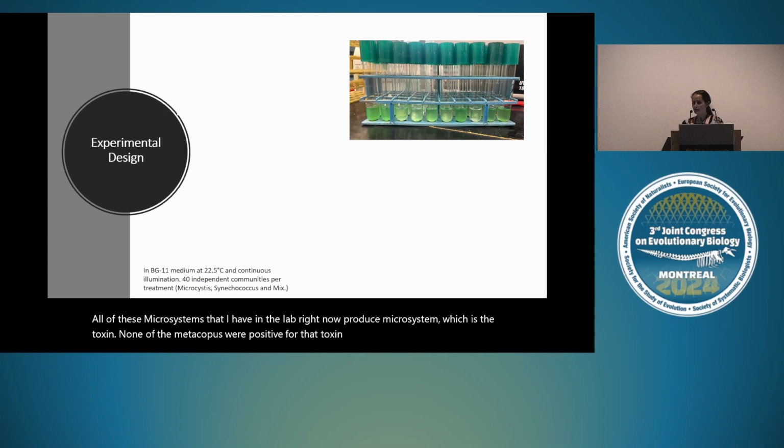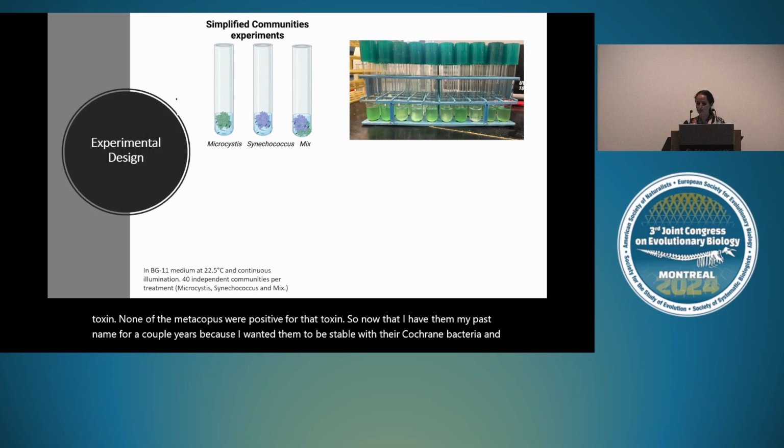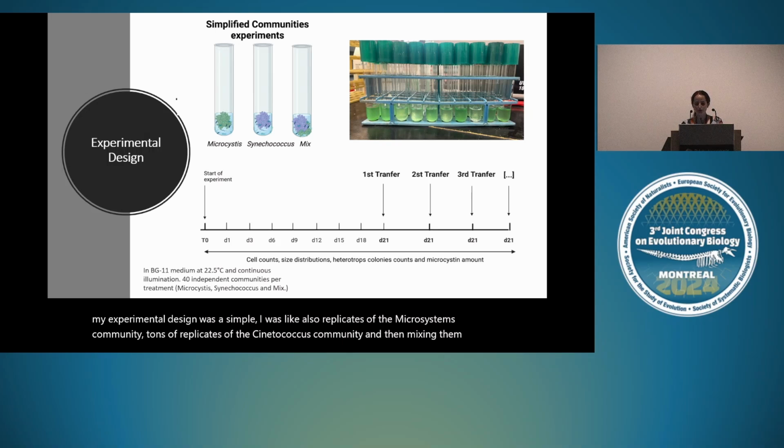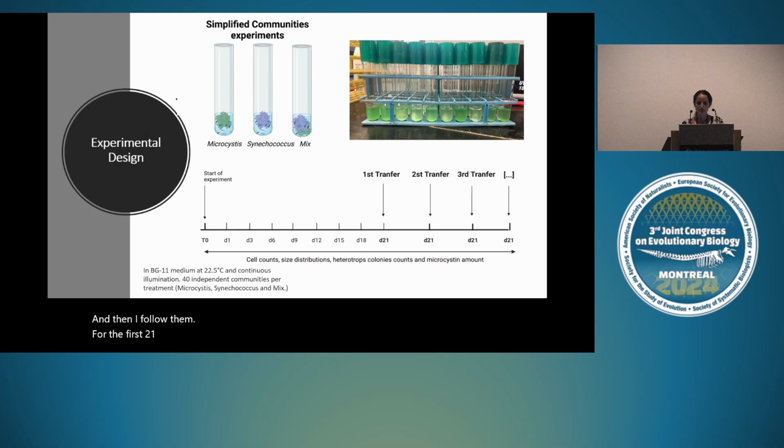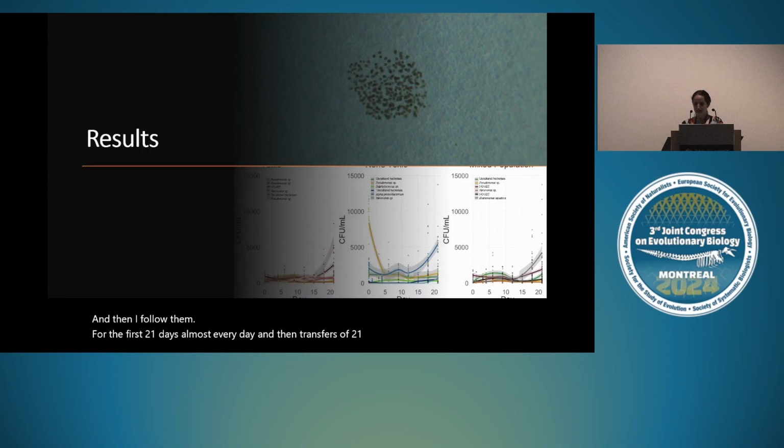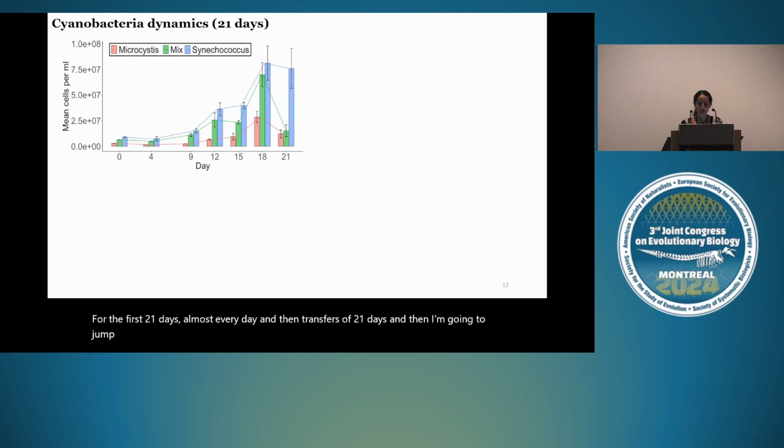Now that I have them, I passaged them for a couple of years because I wanted them to be stable with their co-occurring bacteria. My experimental design was simple. I had tons of replicates of the Microcystis community, tons of replicates of the Synechococcus community, and then mixing them both. I followed them for the first 21 days, almost every day, and then did transfers every 21 days. And then I'm going to jump straight into the results.